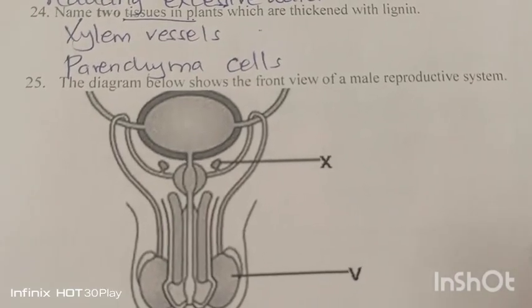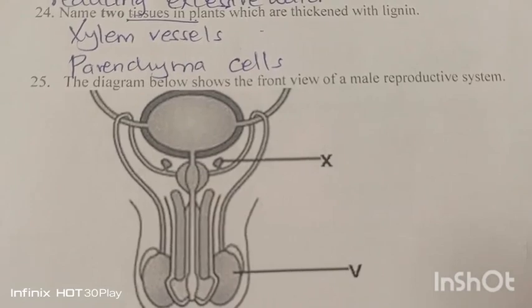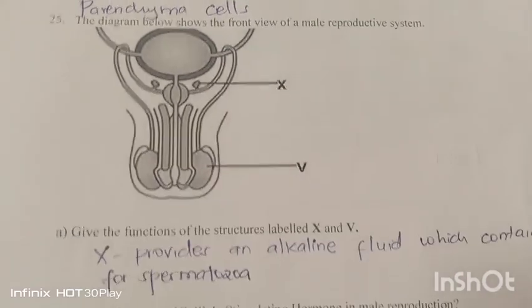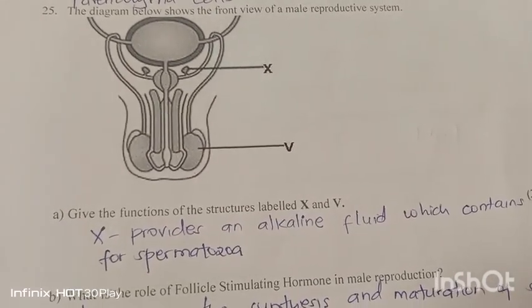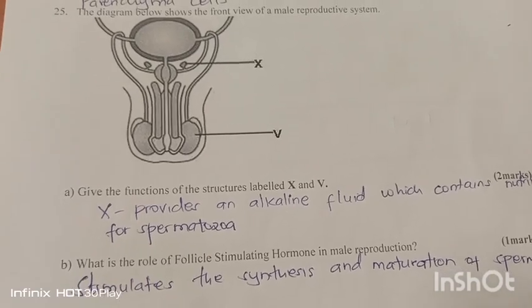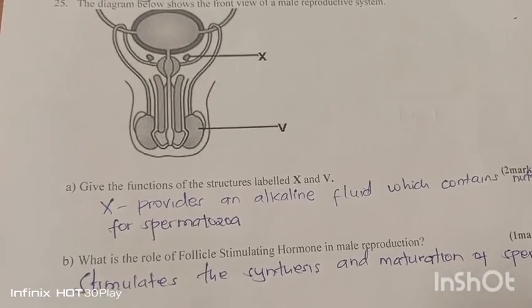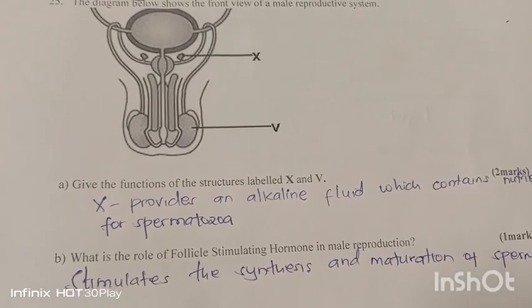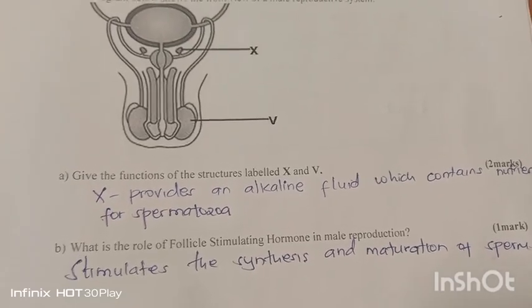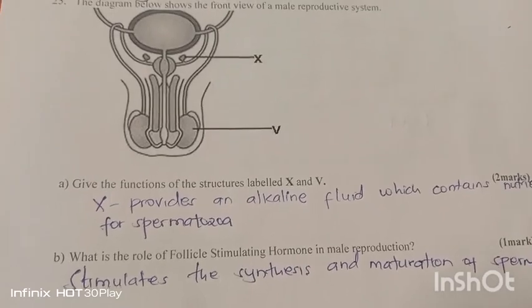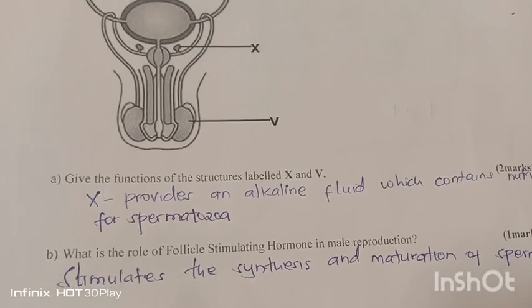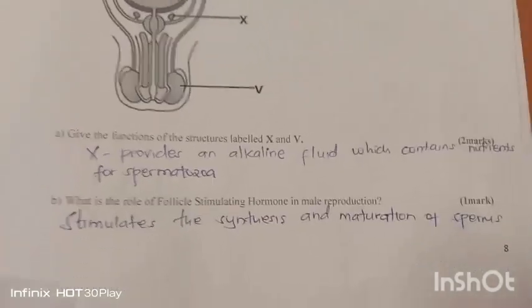Name two tissues in plants which are thickened by lignin. Xylem vessels, parenchyma cells. Then here we have a diagram that shows the front view of the male reproductive system. Give the function of the structures labeled X and V. X provides an alkaline fluid which contains nutrients for the spermatozoa. Then V, of course, that's where the testes are stored. That's where sperms are stored.